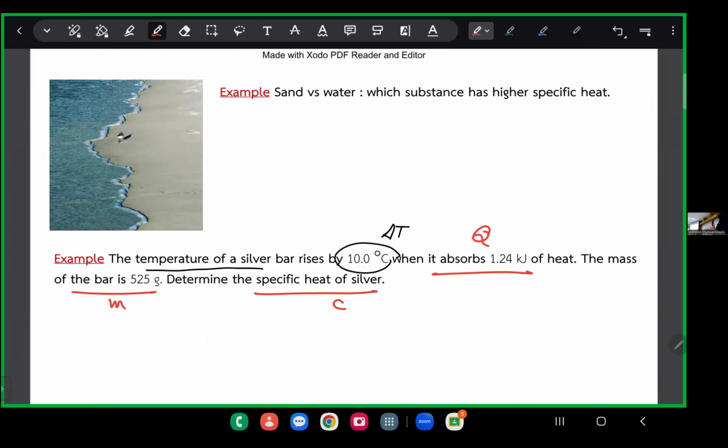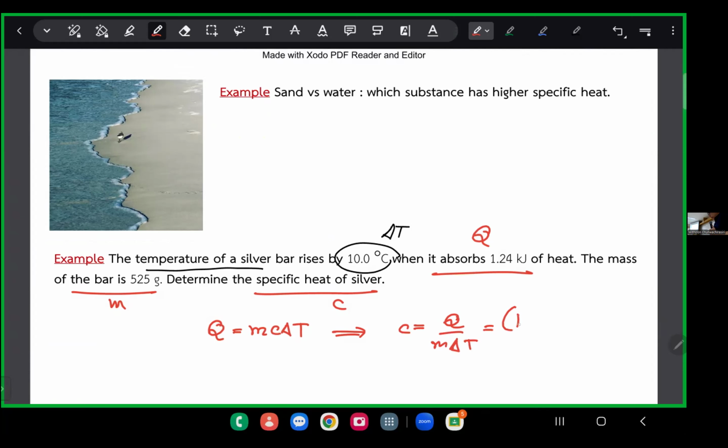Done? Yeah, got it? So this is how you can calculate the C by using Q equal to MC delta T. Okay, and then that's it. The C is simply Q over M delta T. All right, make sure that you use the right units though.